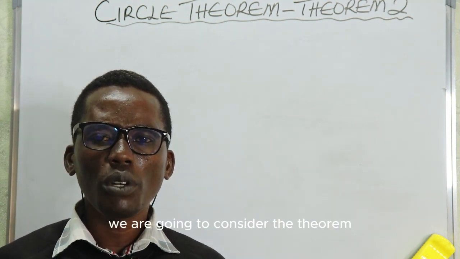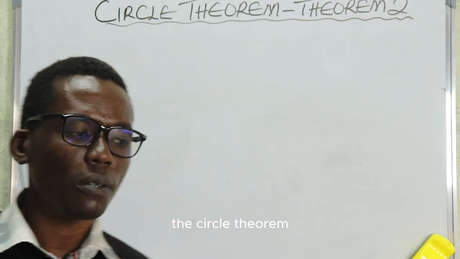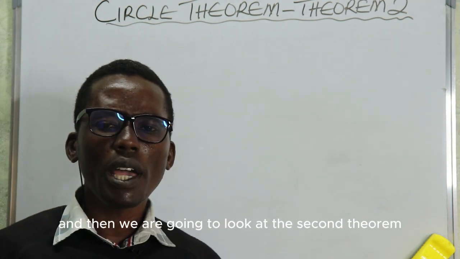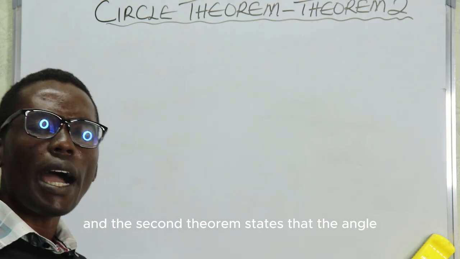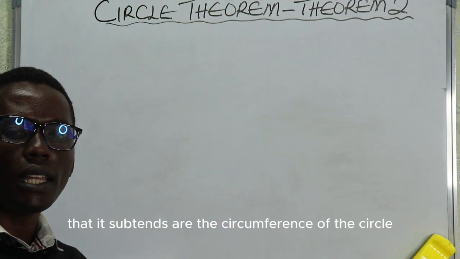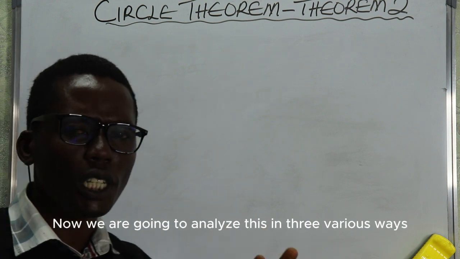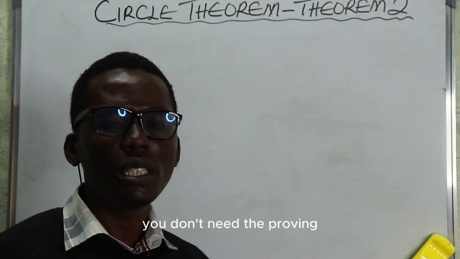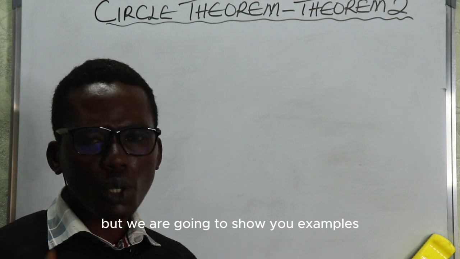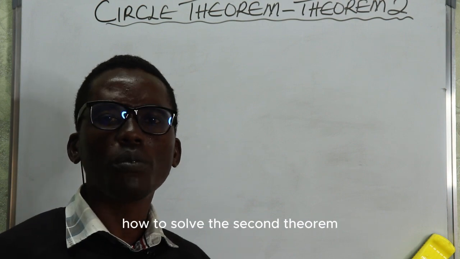In today's video, we are going to consider theorem 2 of circle geometry, the circle theorem. We have discussed the first theorem, and then we are going to look at the second theorem. The second theorem states that the angle which a chord sustains at the center is twice that which it sustains at the circumference of the circle. Now we're going to analyze this in three various ways. We are not going to prove it, because in your examinations you don't need the proving, but we are going to show you examples on how you can consolidate your knowledge on how to solve the second theorem.